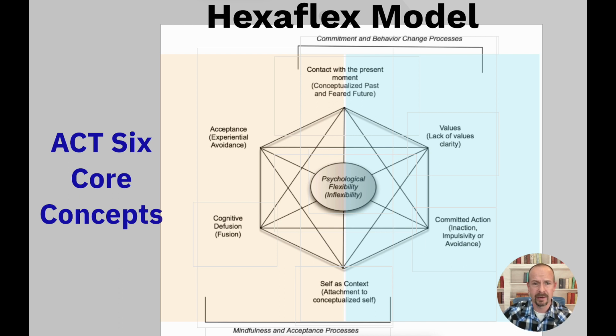At the very bottom of the Hexaflex is self as context. Now, this can be one of the more difficult concepts to understand. This concept can be understood as a human's ability to notice what we are thinking and doing in any given moment. Sometimes it's called the observing self or the noticing self. Now, think of it this way. It's the unique ability that humans have to take a step back from the situation and observe the big picture, as though we're standing on top of a mountain looking down at our life.